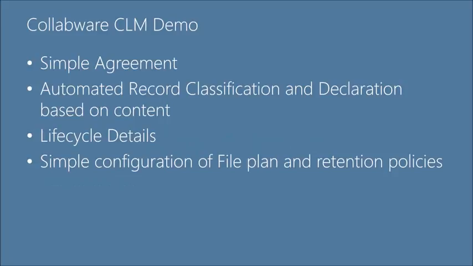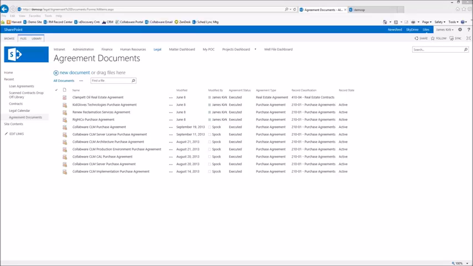of a simple agreement. It's like a purchase agreement, and I'm going to be able to demonstrate some automated classification and declaration. We'll look at something called lifecycle details, which are the records management details of that item. And I'll just briefly show you the simple configuration of the file plan and retention policies. Again, this is necessary just to set the stage for what you're going to see later. So with that, let me just bring up my SharePoint environment.